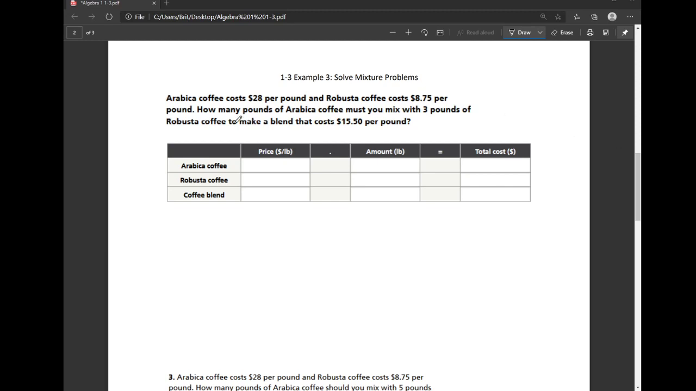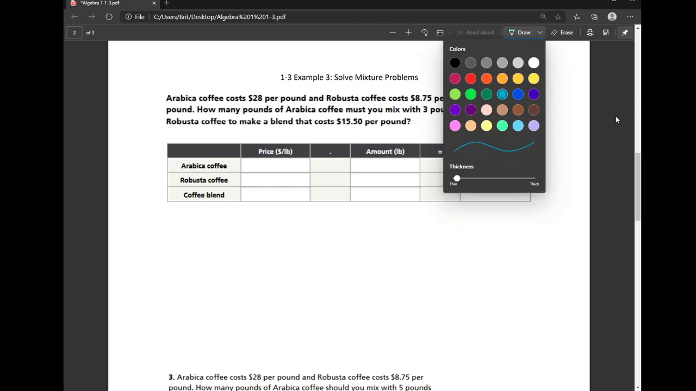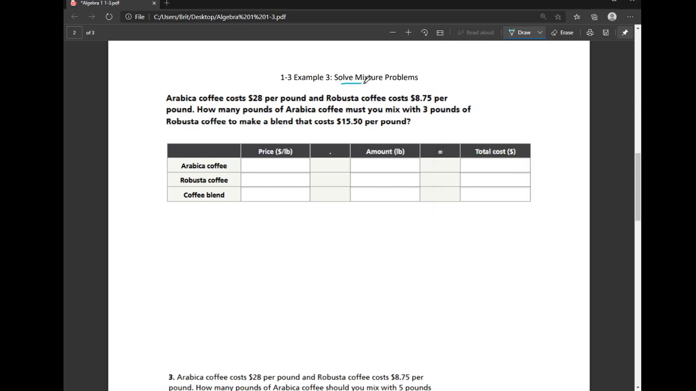In today's example, we are covering example 3 from lesson 1-3 in the SavvasRealize Algebra 1 textbook. In this problem, we are looking at what are called mixture problems, which is where usually 2 to 3 things are being compared, possibly mixed, and we are trying to determine some kind of cost usually, alright?